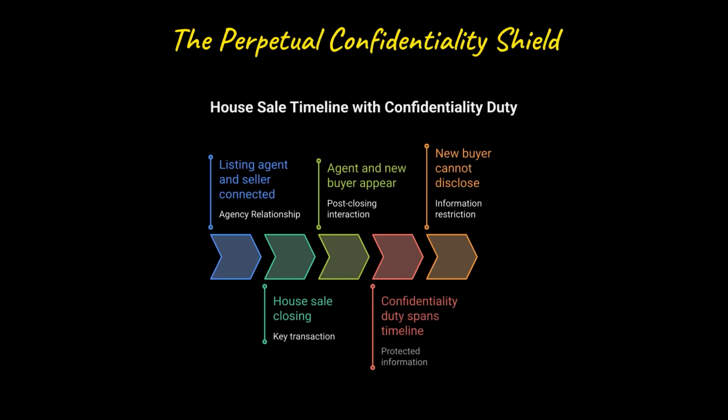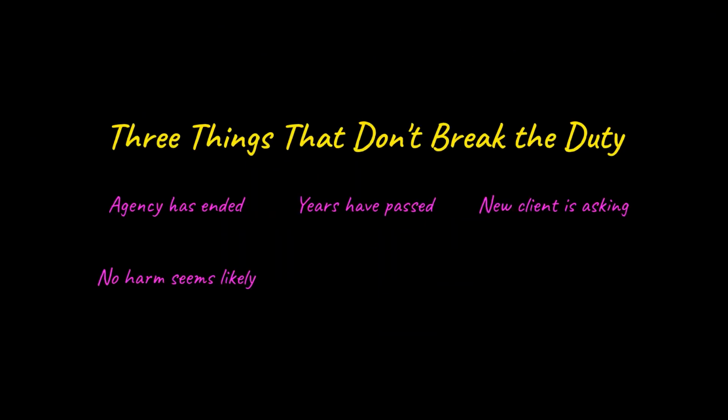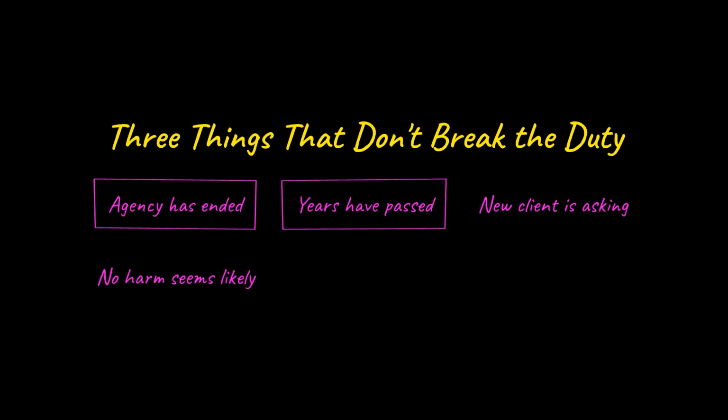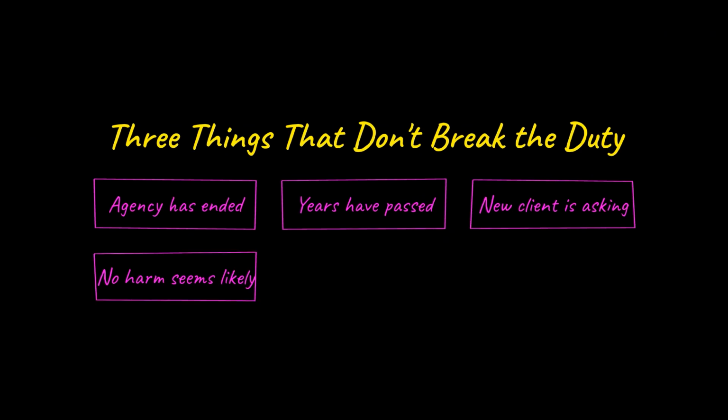Picture a seller who told her agent the lowest price she'd accept. That bottom line price is sealed permanently, even years later. If a new buyer asks that same former agent what the seller would have taken, the agent must refuse. The shield never lifts. Examiners test whether students know this duty is unconditional. The agency ending, time passing, a new client asking, or harm seeming unlikely. None of these create an exception. The prohibition is flat and absolute.